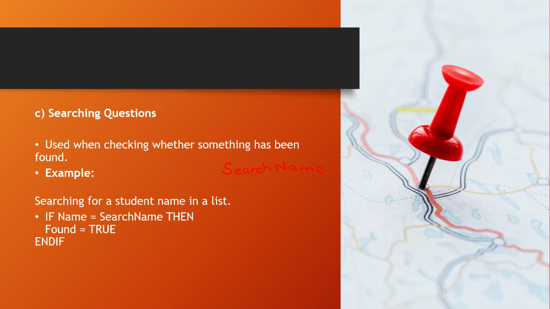So if name is equal to search name, it means that while looking at the list one by one, whatever name comes in, if that is equal to the search name, that means that name is already in the list, and found will be equal to true. Found is any variable that will be true or false depending upon whether the name is there. So originally found is false, and as soon as the name is present in the list, it will be turned true.